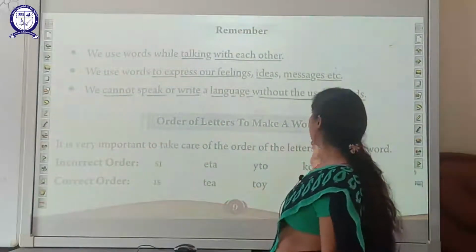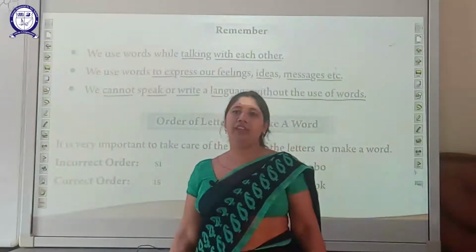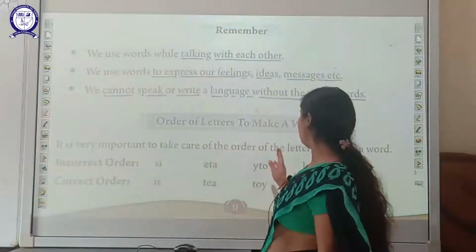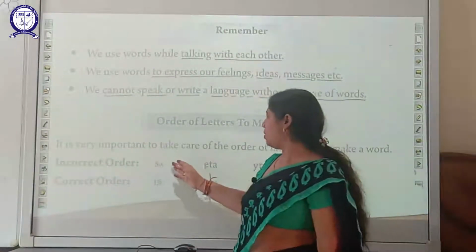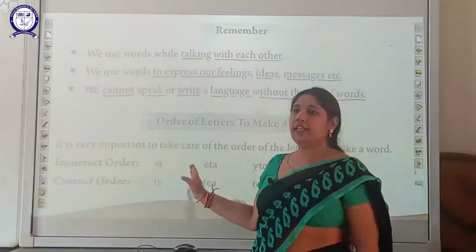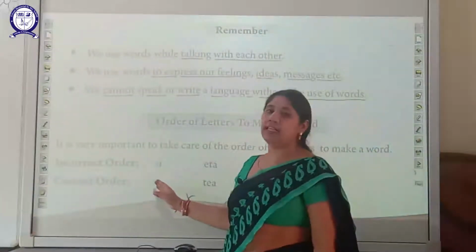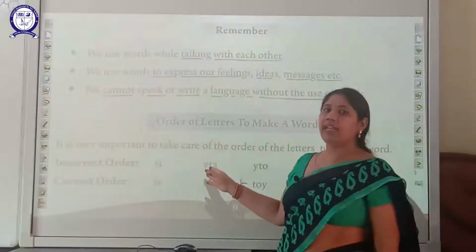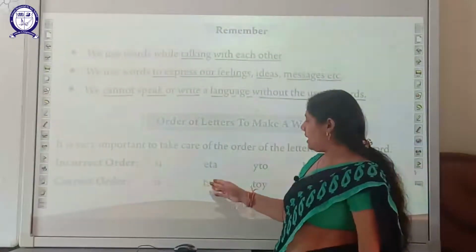Order of letters to make a word. When we arrange the letters in a meaningful way, in a proper order, that is called a word. It is very important to take care of the order of the letters to make a word. For example, we have two letters S and I. When we order it SI, it is an incorrect word. When we make it in the correct way, that is IS. We have ETAT, that is a meaningless word. When we arrange it in a proper way, it makes TEAT.